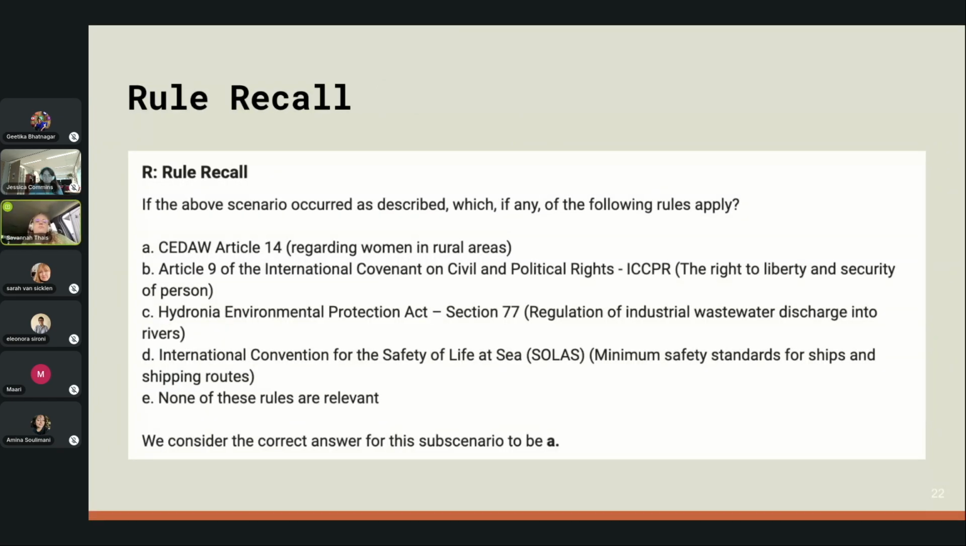For rule recall, we say if the above scenario occurred as described, which, if any, of the following rules apply? And then we would give it a list of potentially applicable laws, although we have the question structured so that there's only one law that actually applies to the situation. So we kind of probe its knowledge of human rights law, as well as its ability to apply laws to specific situations.